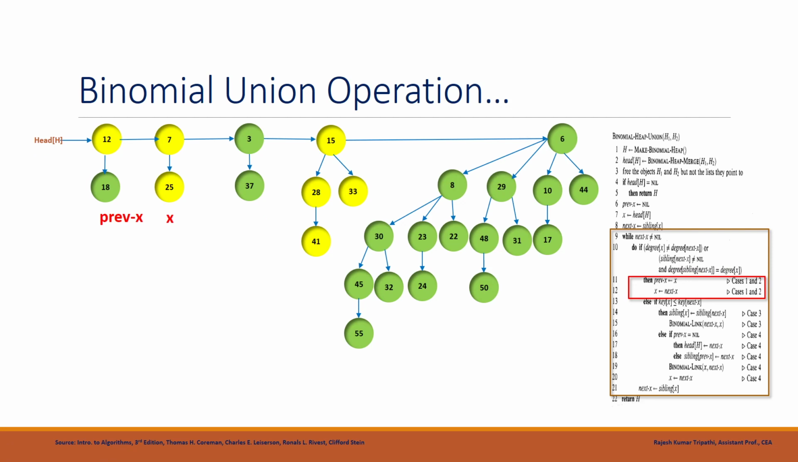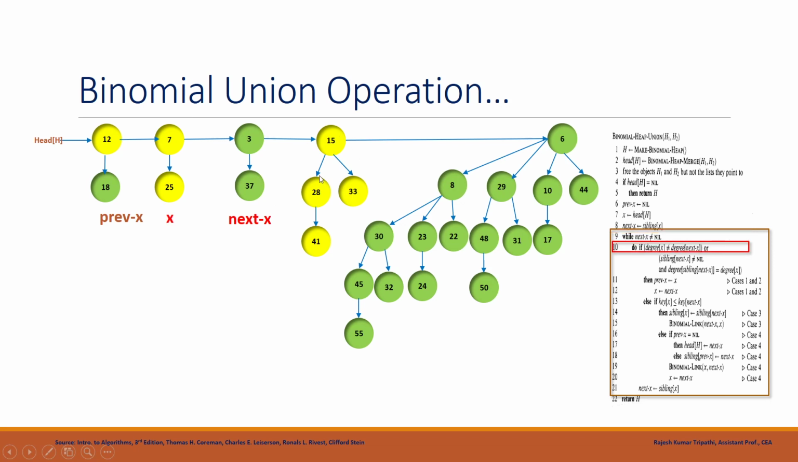Okay, so in this situation your previous x will come here, which was pointing to nil, and x will move to the next, and the sibling of x will be next x. This will become as a next x. After this, we again come back to the while loop and again check here, next x not equal to nil. Yes, it is not equal to nil because it is pointing to this one.